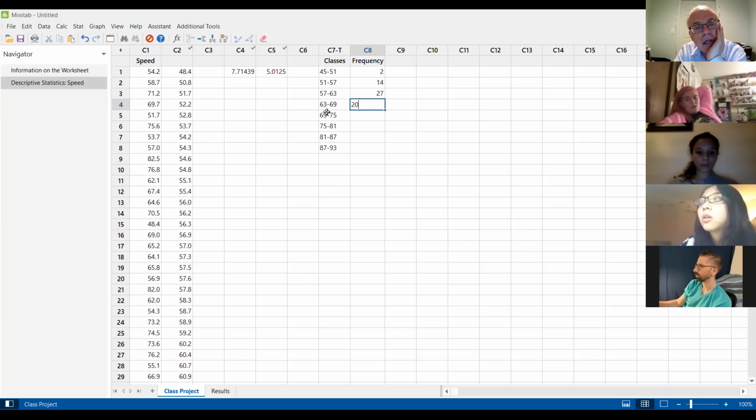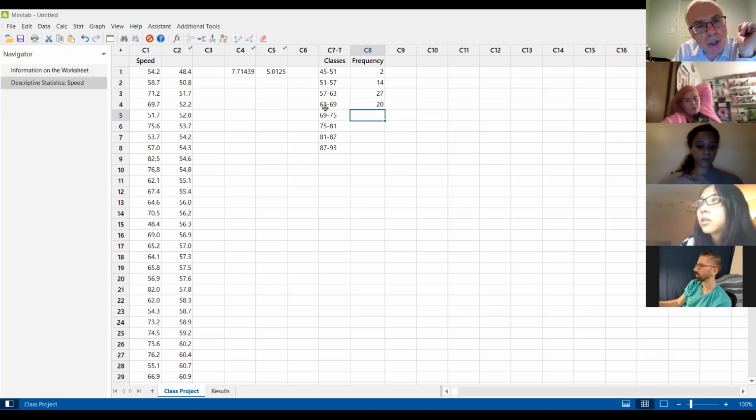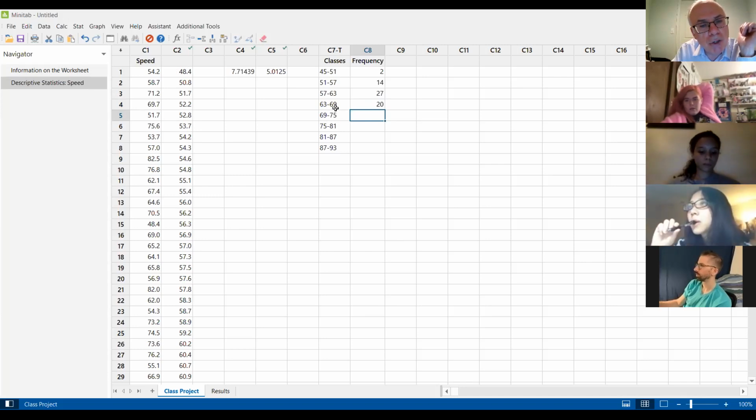Remember, the way to read this is 63 up to, but not including 69. These are the classes. These are speeds. I want to count the number of speeds that are between 63 up to, but not including 69. There are 20 of them. 69 will go into the next class because it starts at 69 and goes up, but does not include 75. See how it works? Yes.